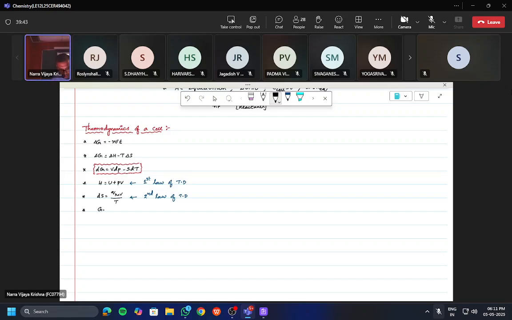I am taking this equation also. G equal to H minus TS. Can I write it?